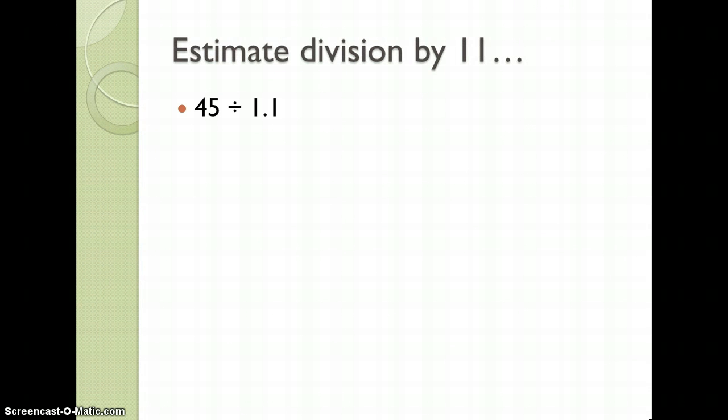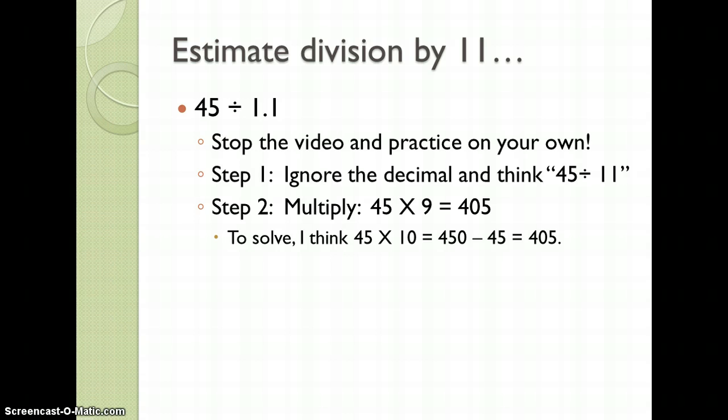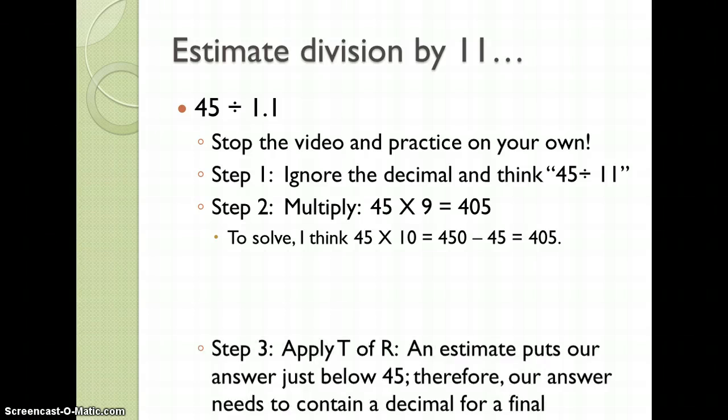45 divided by 1.1. Please stop the video and practice on your own. Ignore the decimal and think 45 divided by 11. Multiply 45 times 9, which is 405. To solve, I thought to myself, 45 times 10 is 450, minus 45 gives me 405. That was the thought process I used to solve.